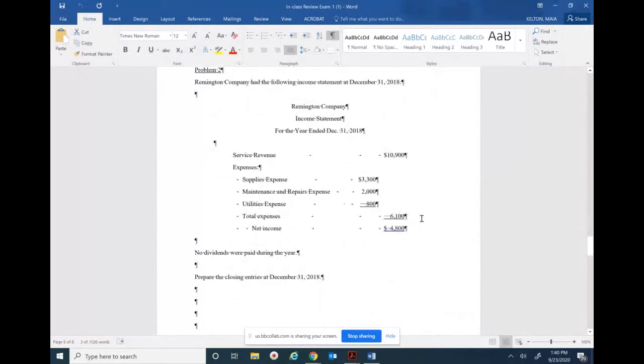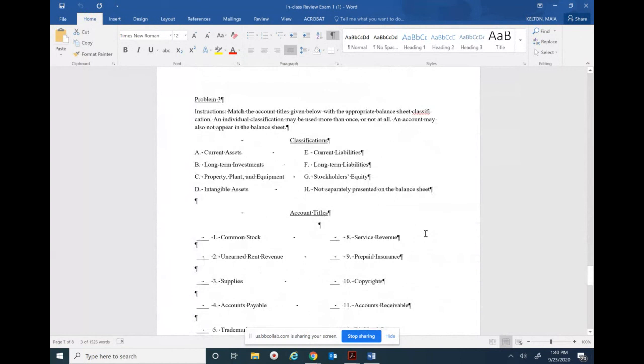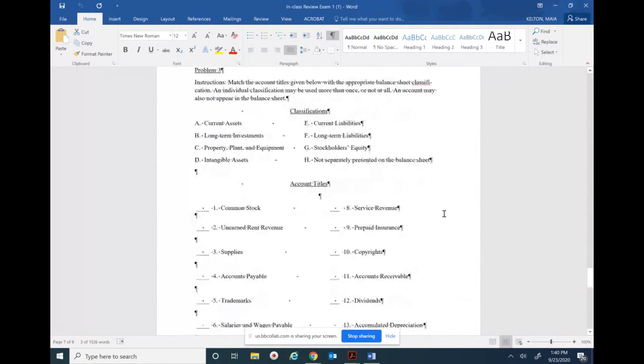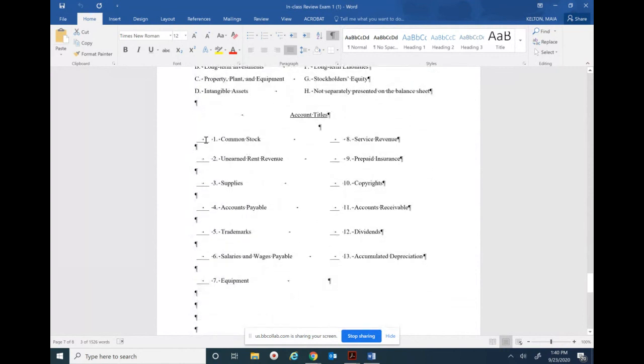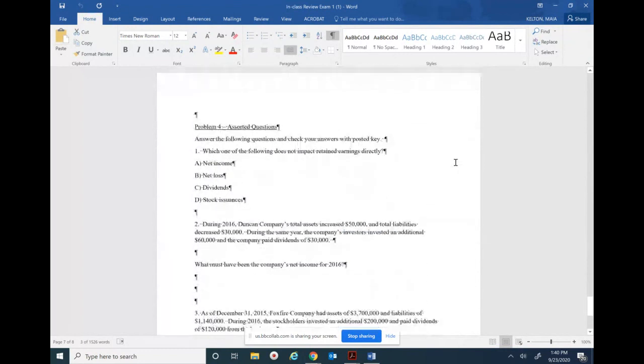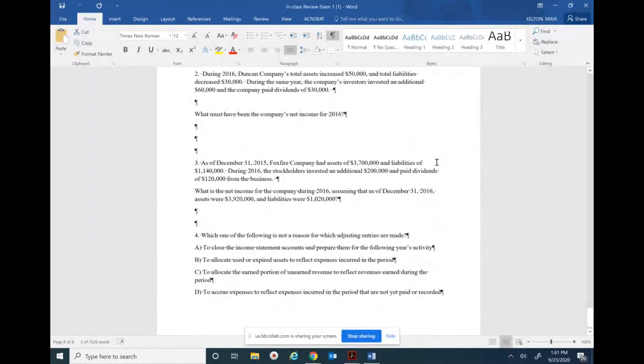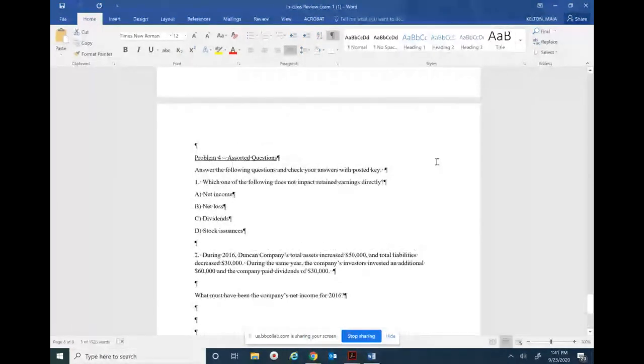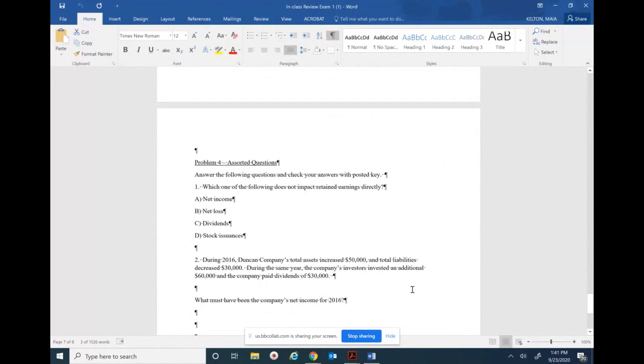Closing entries, just like we did a few minutes ago. You need to be able to close the temporary accounts. This is part of chapter 3. And as always, you need to be able to classify accounts. So if I give you a matching problem like this, you need to tell me real quick, is common stock an asset, liability, stockholders' equity, or is it not separately presented on the balance sheet? So these are just some examples. These are just assorted problems, a few more multiple choice questions. You should be able to answer all of those questions on the exam.